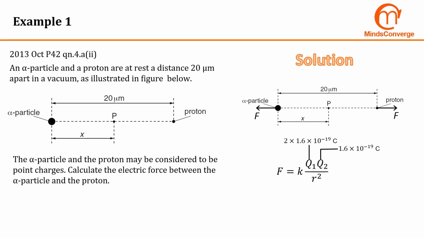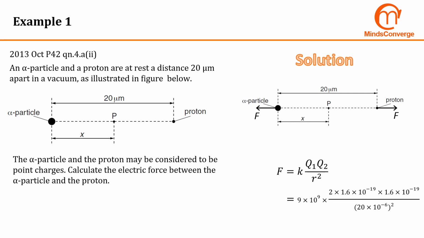The separation between alpha particle and proton is 20 micrometer, which is equal to 20 times 10 to the power of negative 6 meters. The value of constant k is 9 times 10 to the power of 9 newton meter squared per coulomb squared. Substitute the values into the equation to calculate the value of the electric force, which is 1.15 times 10 to the power of negative 18 newton.